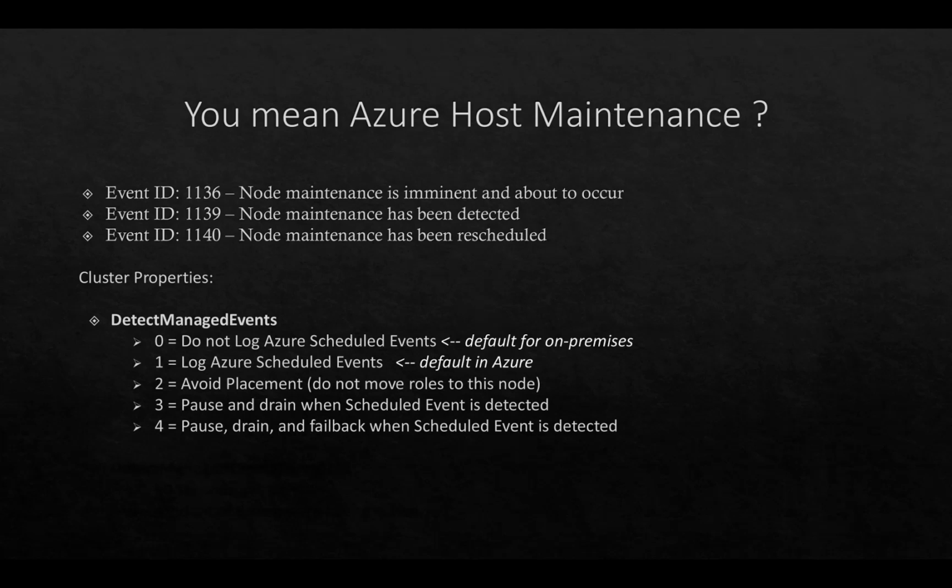There is a cluster property that you can now control based off of the event. What do you want to do? If you are on premises, that is a 0. Obviously it's on premises, it's not in Azure, so there's not going to be events, so we're not going to log anything. If you are in Azure, part of the detection and optimization that we will do is to log those scheduled events.